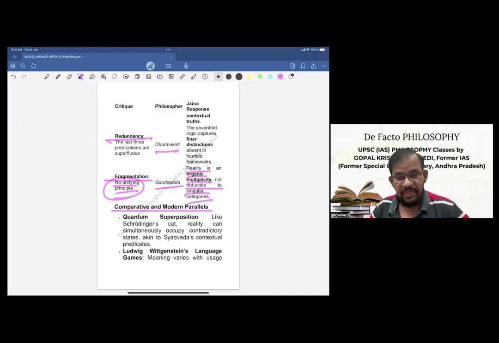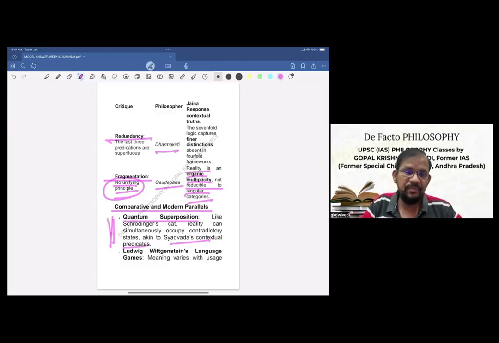So the first comparison is with quantum superposition, like Schrodinger's cat: reality can simultaneously occupy contradictory states, akin to Syadwad's contextual predicates. So basically, from quantum superposition, Syadwad gets some support.